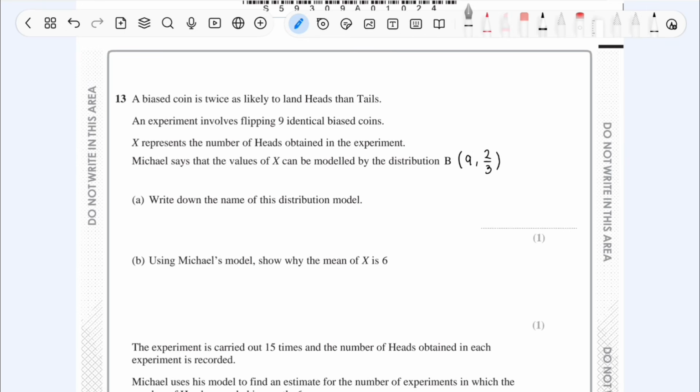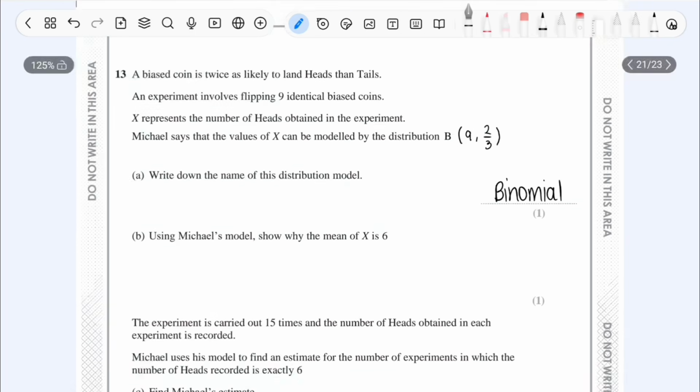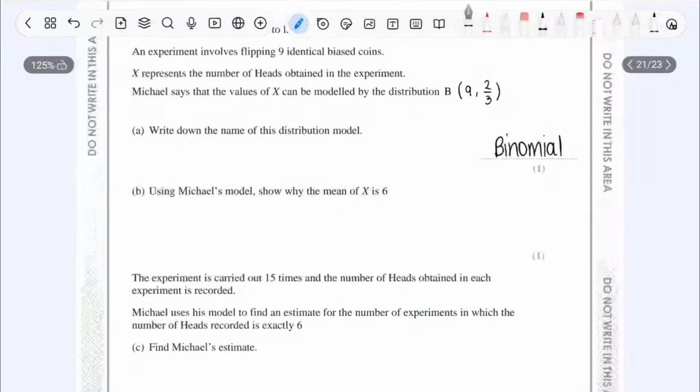This is binomial. I can't really explain it much further than that, but when you see a B, that's basically B for binomial. And there's so many different distributions out there, but for GCSE statistics, you only need to know about the binomial and the normal distribution.